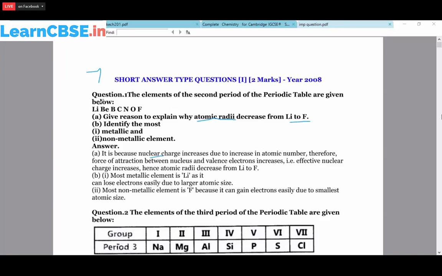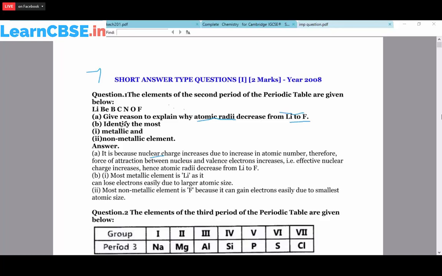Say, for example, lithium has 3 protons and beryllium has 4 protons. So the nuclear charge increases, but the distance between the nucleus and the outermost shell electrons remains the same throughout the same period. So the force of attraction between the nucleus and the valence electrons increases. So the effective nuclear charge increases, hence the atomic radii decreases from lithium to fluorine.